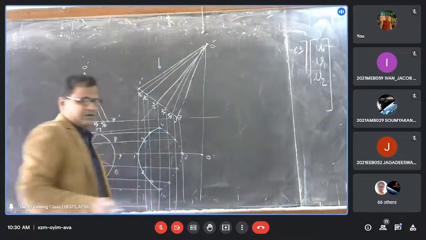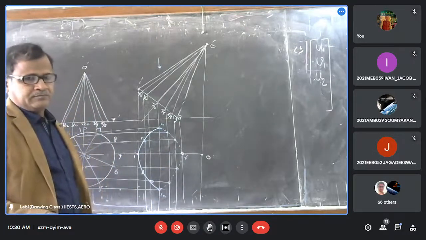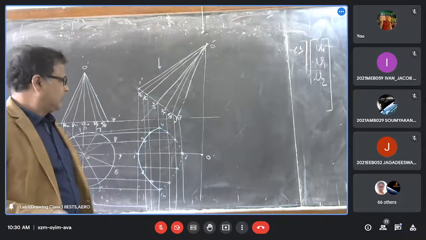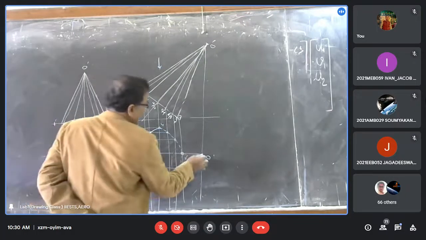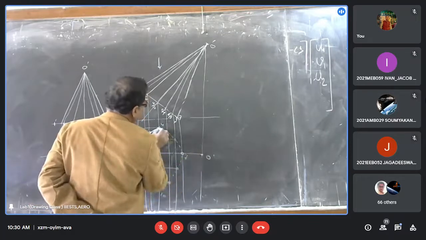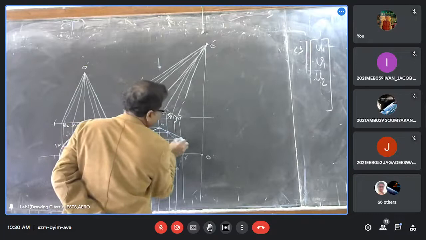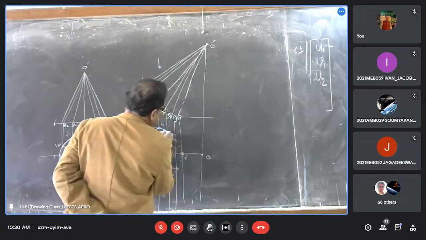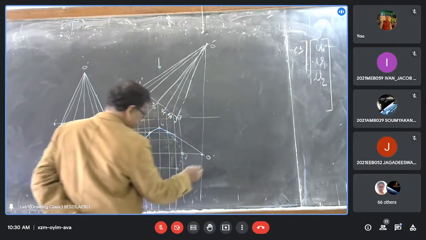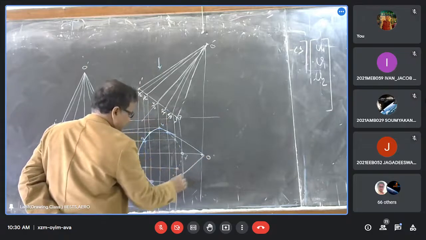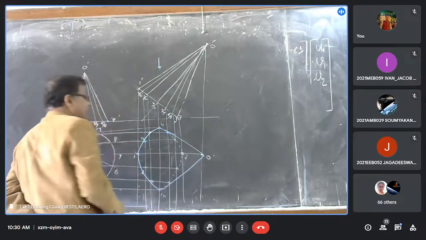Now, any question? Now put your plane on the O point, put this line as a tangent, and connect this one. Similarly this side. Okay.